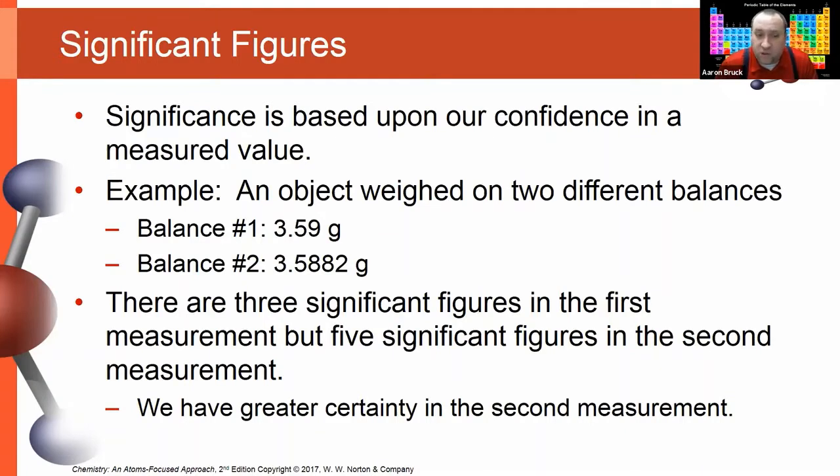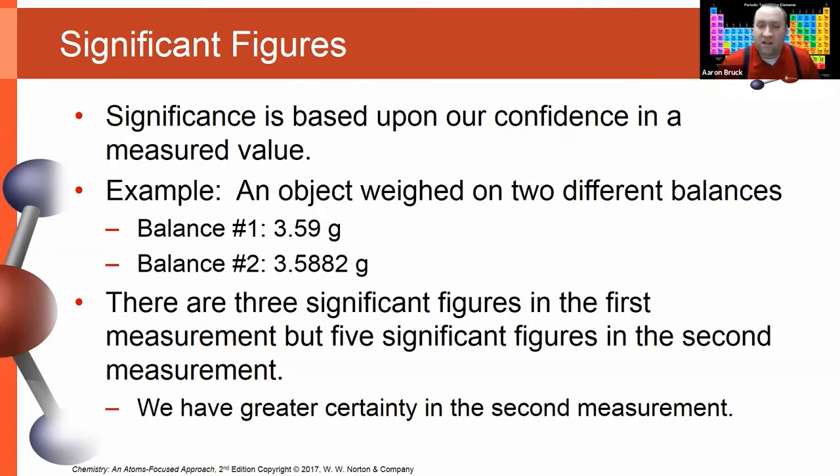Which one of those do we trust more? Well, it'd be the second balance because it's got more decimal places. It's got more overall instrumental precision. I have more significant figures in that second balance, and so that increases my confidence. That tells me, okay, that's probably closer to accurate in terms of what the actual mass is.